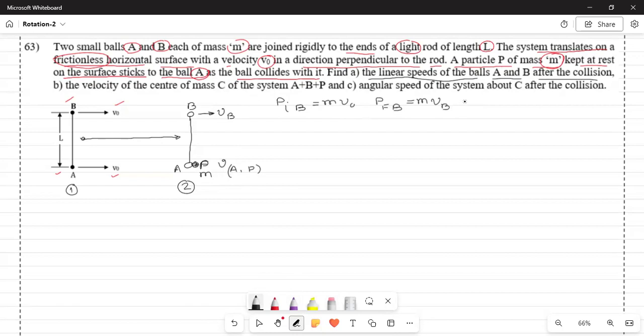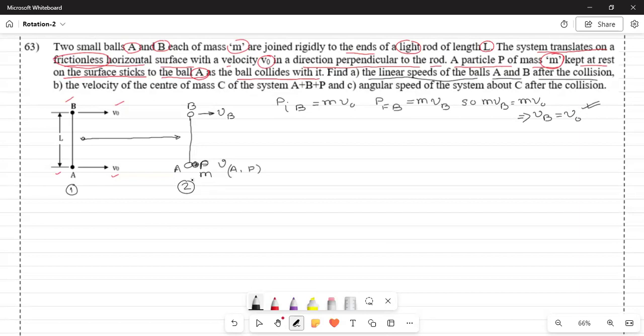So these two momentums are the same. Therefore, you can write m VB is equal to m V naught. So velocity VB, that means the velocity of the point B after collision, is equal to the velocity of the point before collision. This is the first thing.